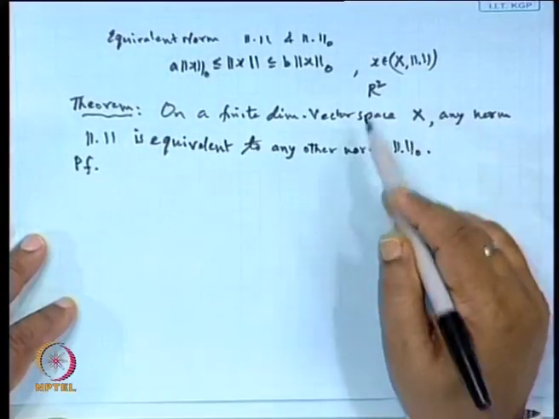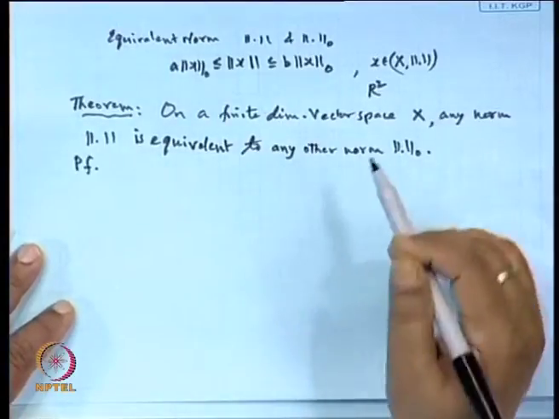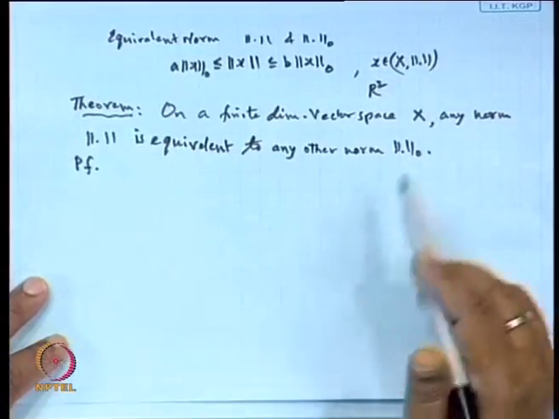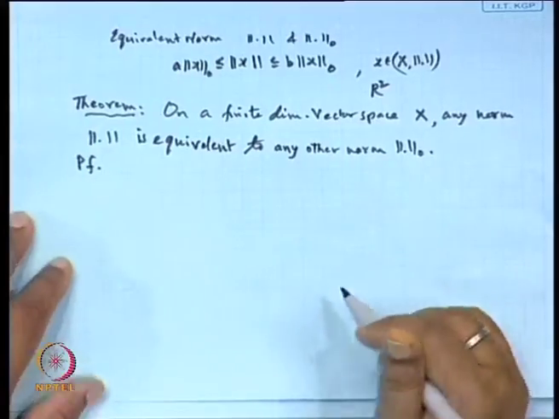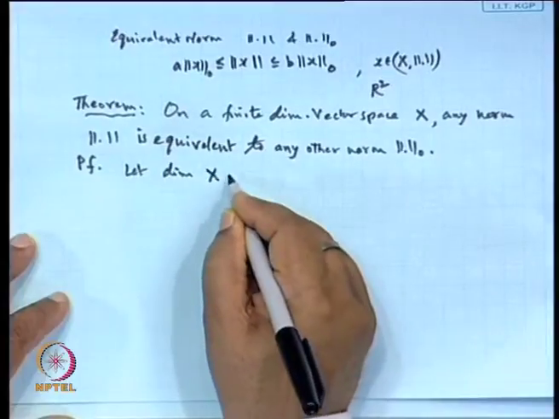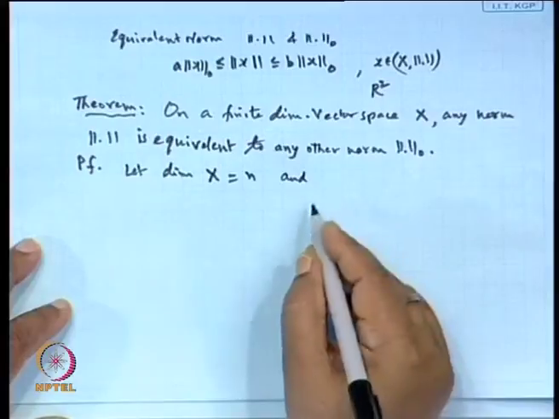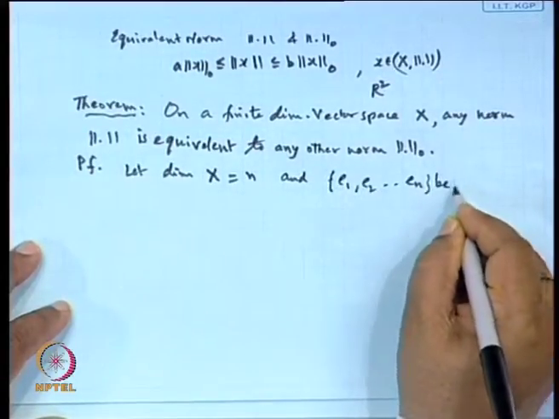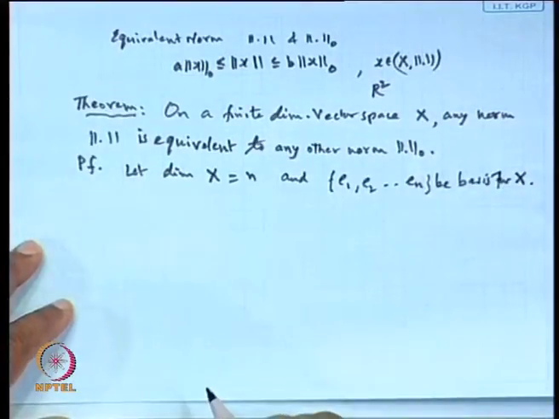Since R2 is a finite dimensional case, that is why in the previous example the norms which we defined, norm x1, norm x2, norm x infinity, are coming to be equivalent norms. So, let us see the proof of this. Suppose the dimension of the vector space X is n, and let e1 to en be the basis elements for the vector space X.